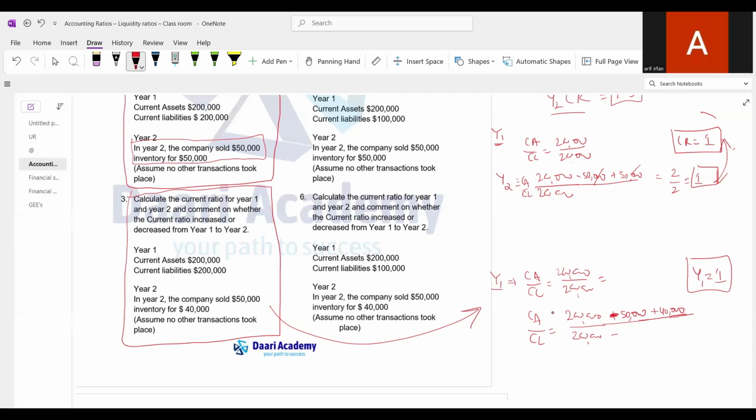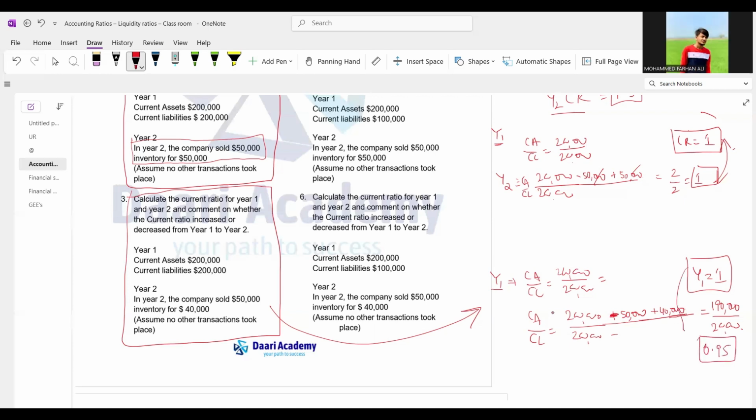Now what happened? Your current liability, current asset is what happened? It has total how much? 190. Current asset 190, liability 100, 200. अब कैलकुलेटर पे कैलकुलेट करो, 190 by 200 कितना आ रहा? 0.95, करेक्ट?